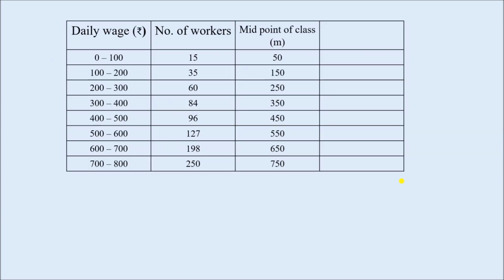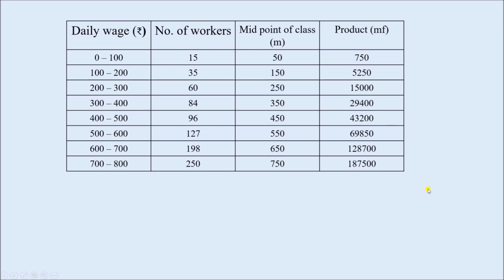We have to add the first column, that is the midpoint of class. We have taken the midpoint of individual classes. So 0 to 100 rupees, the midpoint is 50 obviously. 100 to 200 rupees, the midpoint is 150. So like this. And then in the next step, we multiply this midpoint with the number of workers. They should be F. So MF, these are the product values.